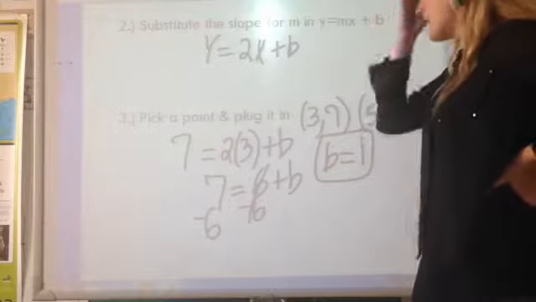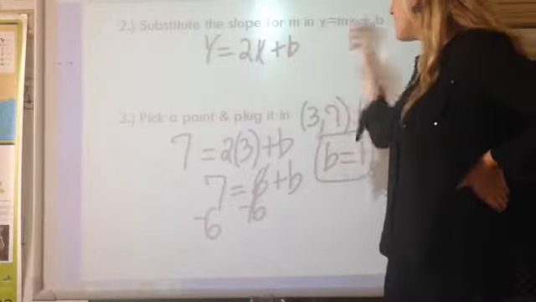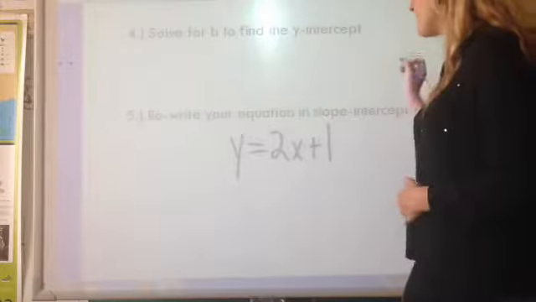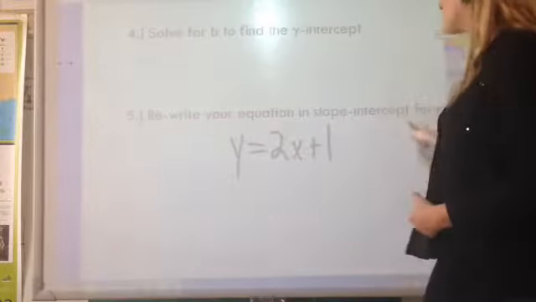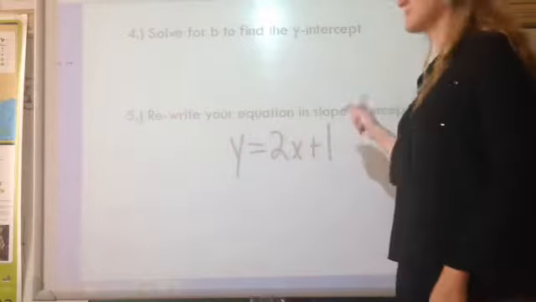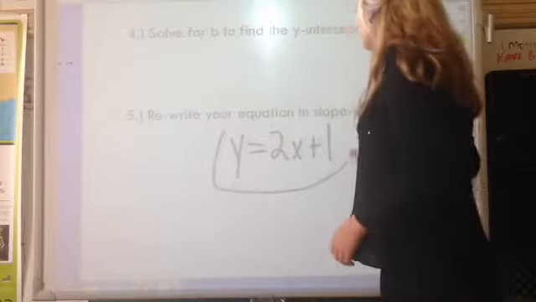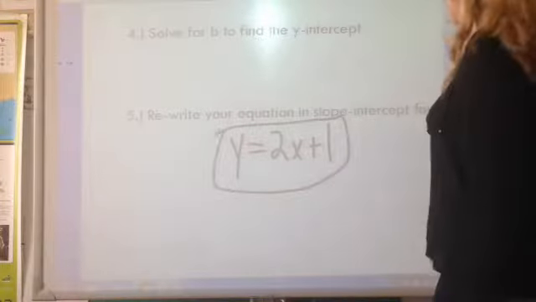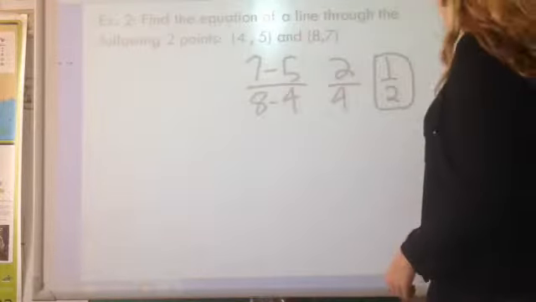So I have my entire equation now. All I have to do is plug in 1 for b, which we already solved for, and if I rewrite my equation in slope-intercept form, it becomes y equals 2x plus 1. There are a lot of steps involved there, but we have our equation, and we could graph it if we wanted to. But let's do another example.